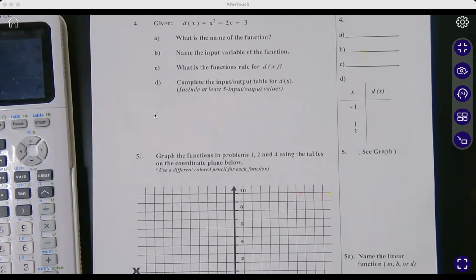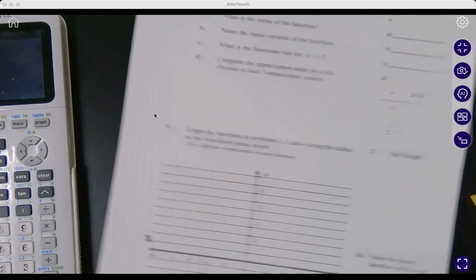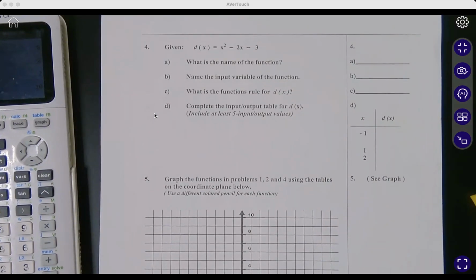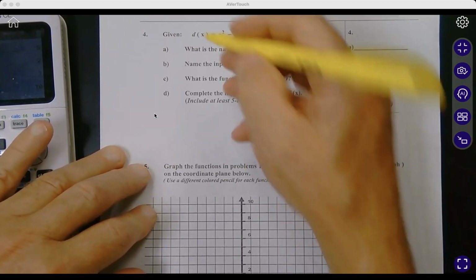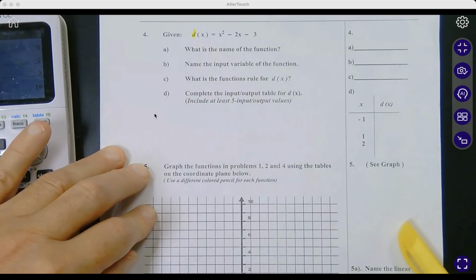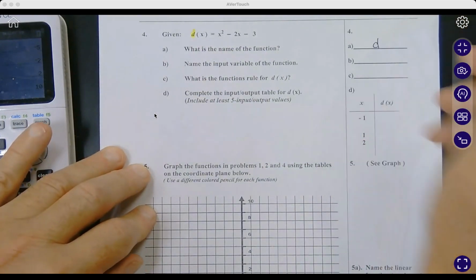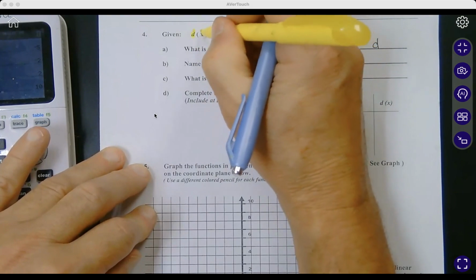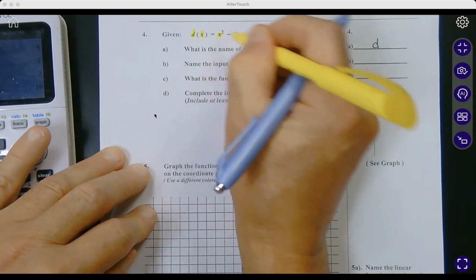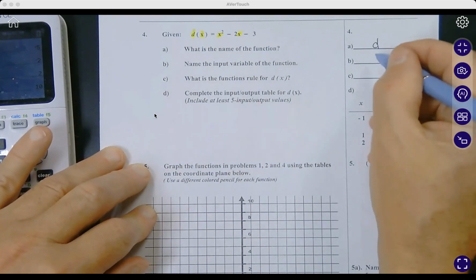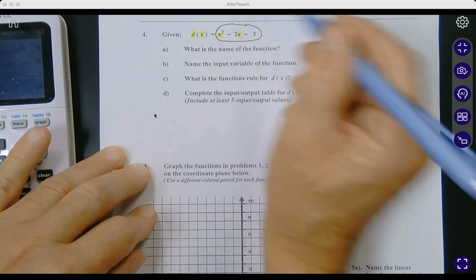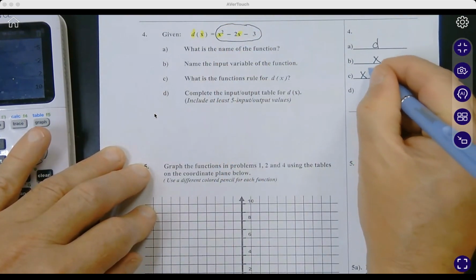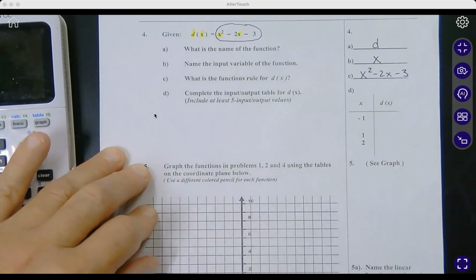Problem number 4. All right, I'm actually going to do it on this one if that's okay, because there's no writing it'll sneak through. So this is problem number 4. Let's go ahead and name that function. That function is d. Name the input variable. It's d of x. So there's the input variable, and in the rule, there's that input variable. So my input variable is x. The rule is how we change the input values to the output values. So that is my rule.